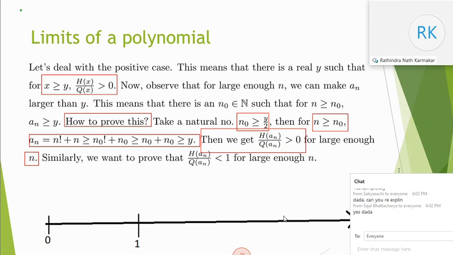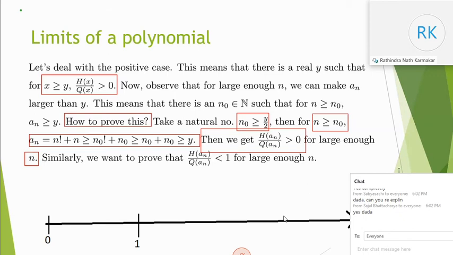But n naught factorial is greater than or equal to n naught because n naught factorial is something like n naught into n naught minus 1 up to 1. So the remaining terms are lower bounded by 1. So n naught factorial is lower bounded by n naught. So n naught factorial plus n naught is greater than or equal to n naught plus n naught.